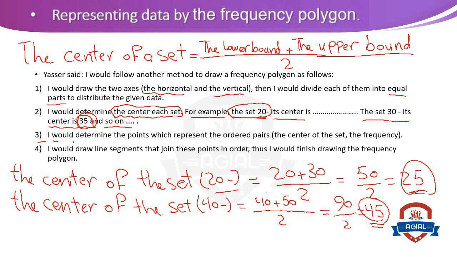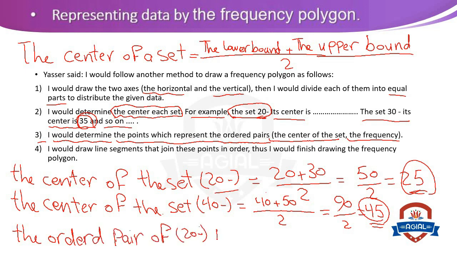And the third step, I want to determine the points which represent the ordered pairs. The ordered pair is formed from the center of the set and the frequency. For example, if you look at the set 20, the ordered pair of the set 20 is 25 and its frequency. The frequency in the first set, the set 20, equals 6. So we have 25 and 6.